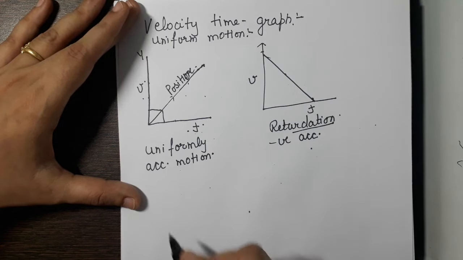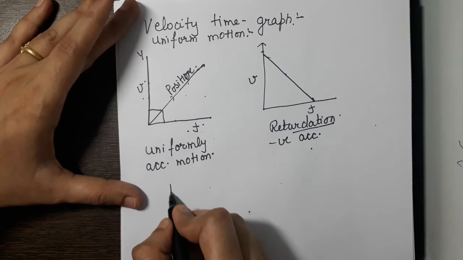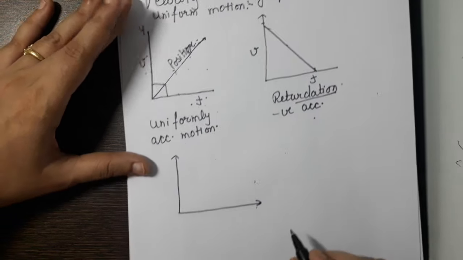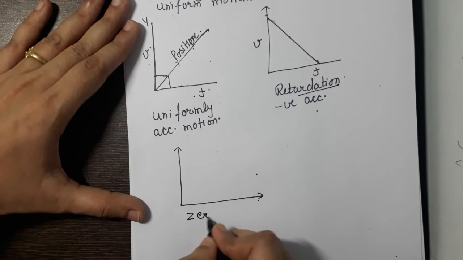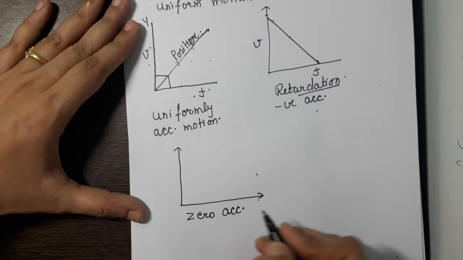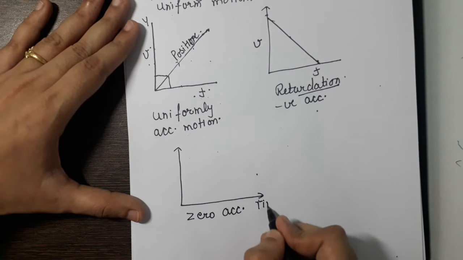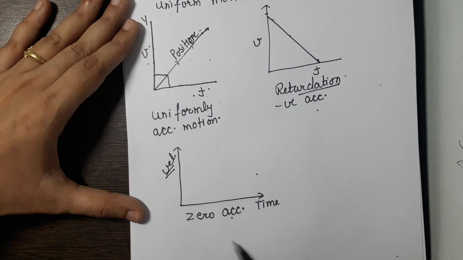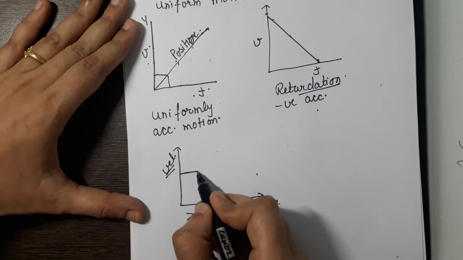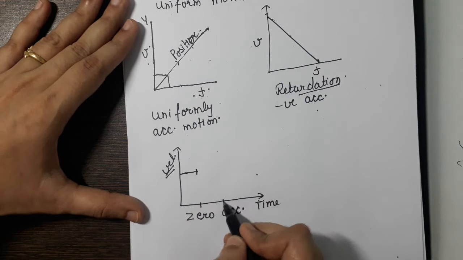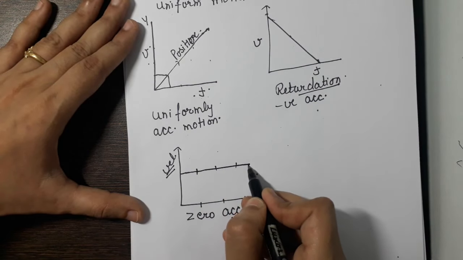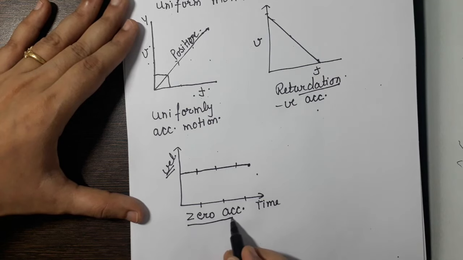When velocity will not be changing, like zero acceleration, here we have the graph for zero acceleration. Zero acceleration means velocity is not changing, that is as time passes velocity is the same, as time passes velocity is the same. So here this is the graph for zero acceleration.